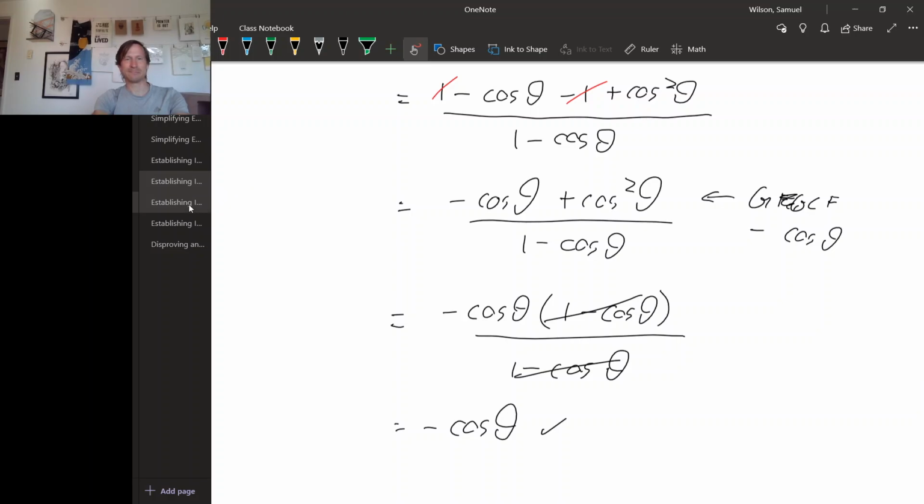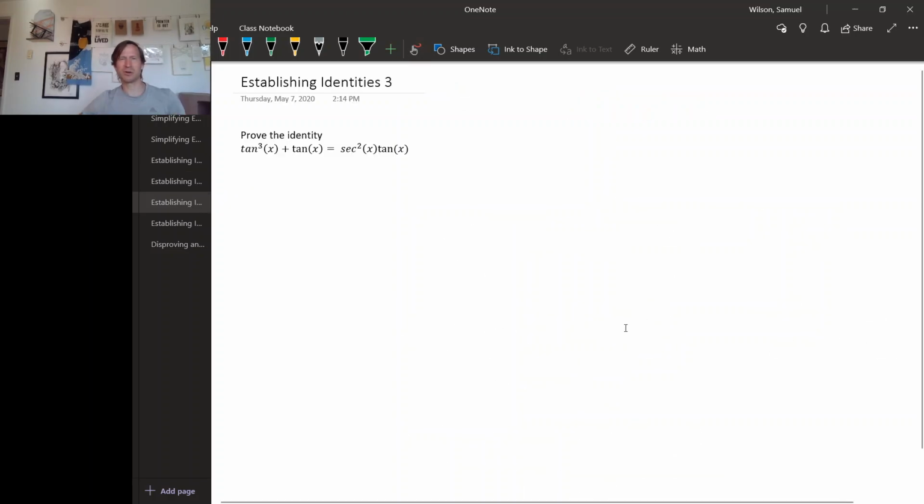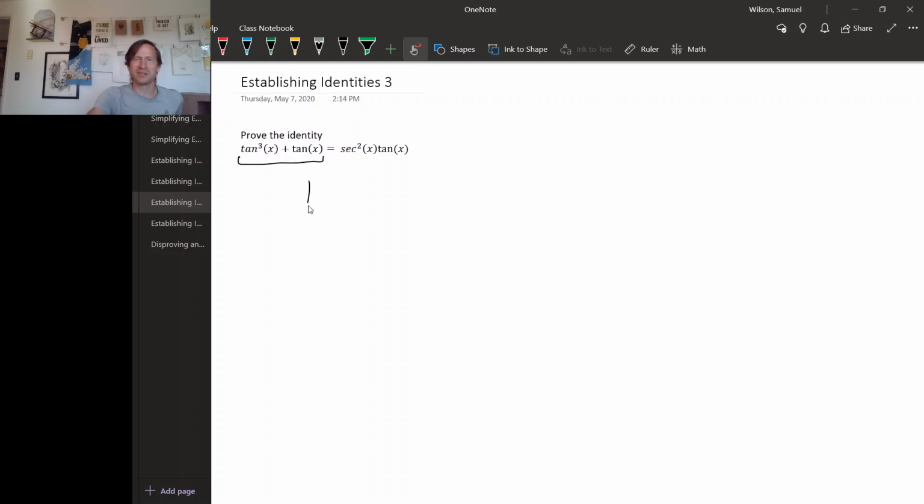All right. Here's another one we can try. Tangent cubed x plus tangent x equals secant squared x times tangent x. To me, it seems like this one on the left is more complicated. It's not a lot more complicated, but it's a little more complicated. So let's try it. So tangent cubed x plus tangent x.